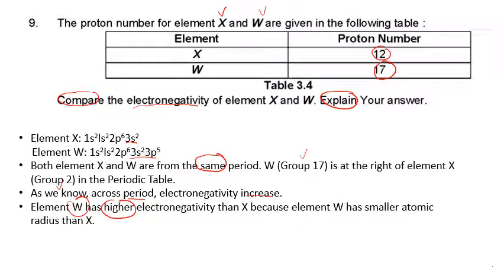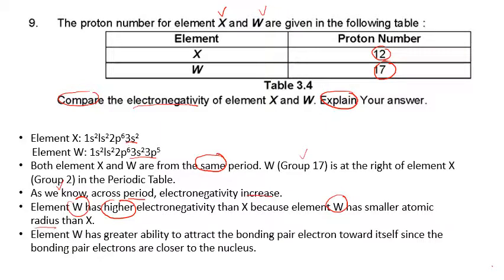Okay, than X. Now we need to do the explanation: across the period, W has a smaller radius than X, and the smaller radius means that it has a greater ability to attract the bonding pair electrons. So you see in their explanation, they emphasize the bonding pair electrons toward itself. Okay.